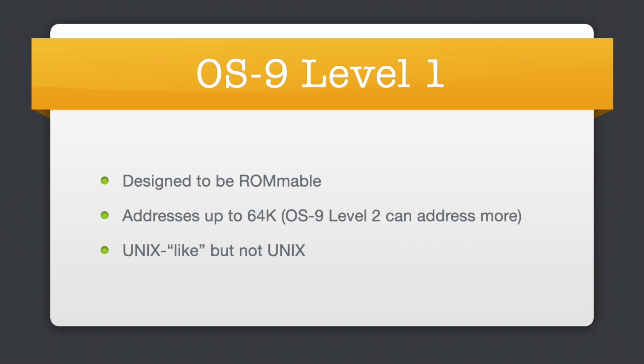OS9 Level 1 started out in life as an embedded operating system. It was designed as a small kernel meant to live in a ROM, although its modular nature allows it to be extended to connect to disk devices, as we'll see in a bit. It's this modular feature that allows OS9 to fit nicely within the flash of the F256. Level 1 can address a maximum of 64K, so its utilization of memory is limited.